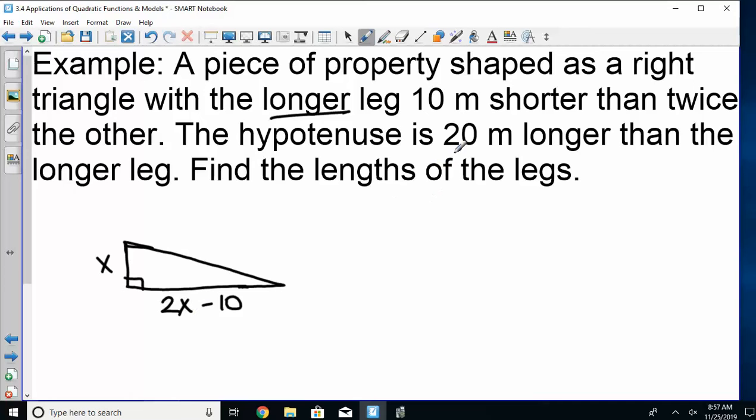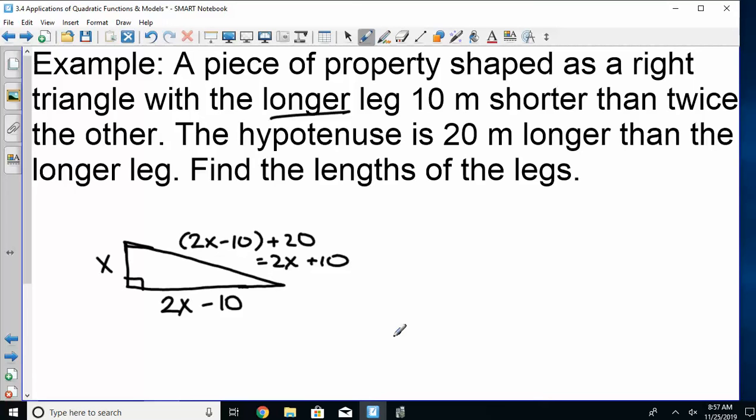The hypotenuse is 20 meters longer than the longer leg. Okay, so the longer leg is my 2x minus 10. 20 meters longer than that, what would we do? Add 20. If you want, you could simplify that. It comes out to be 2x plus 10, if you add your negative 10 and positive 20.